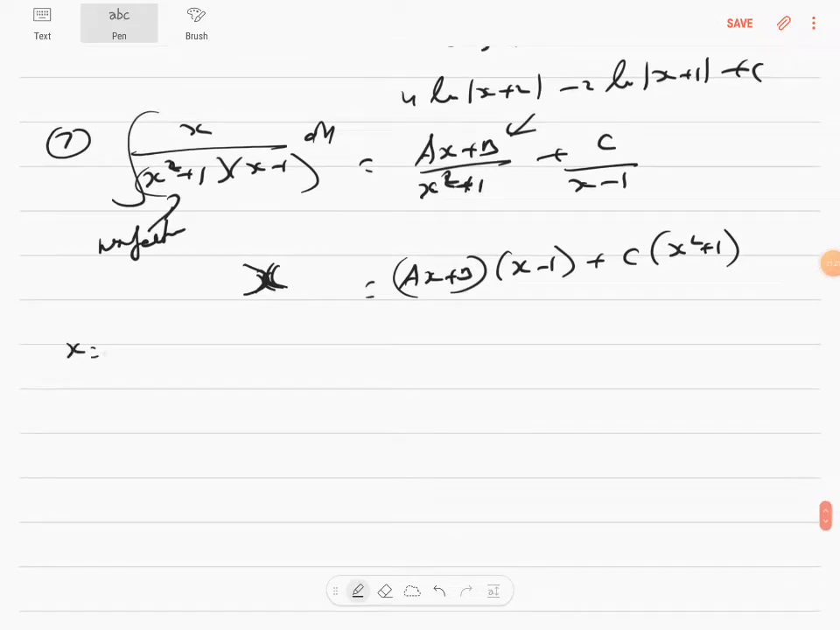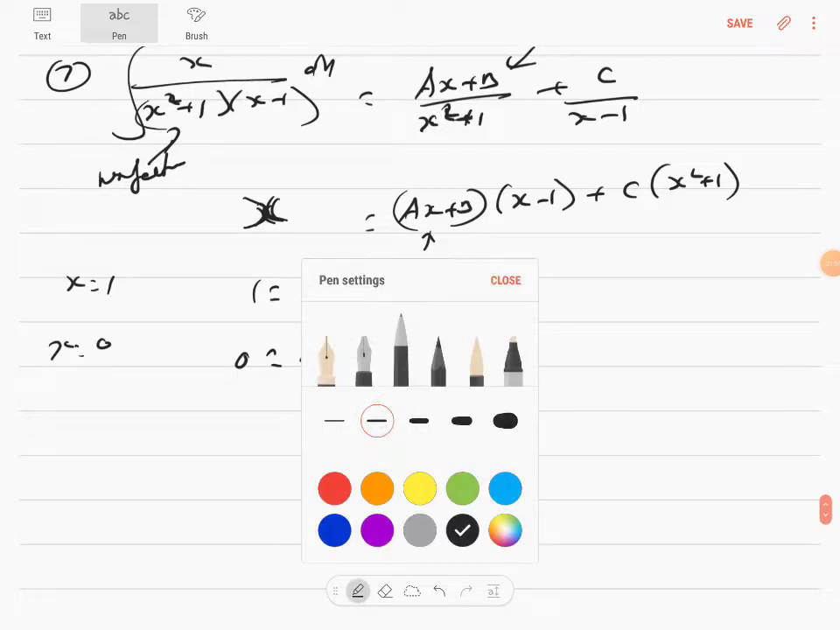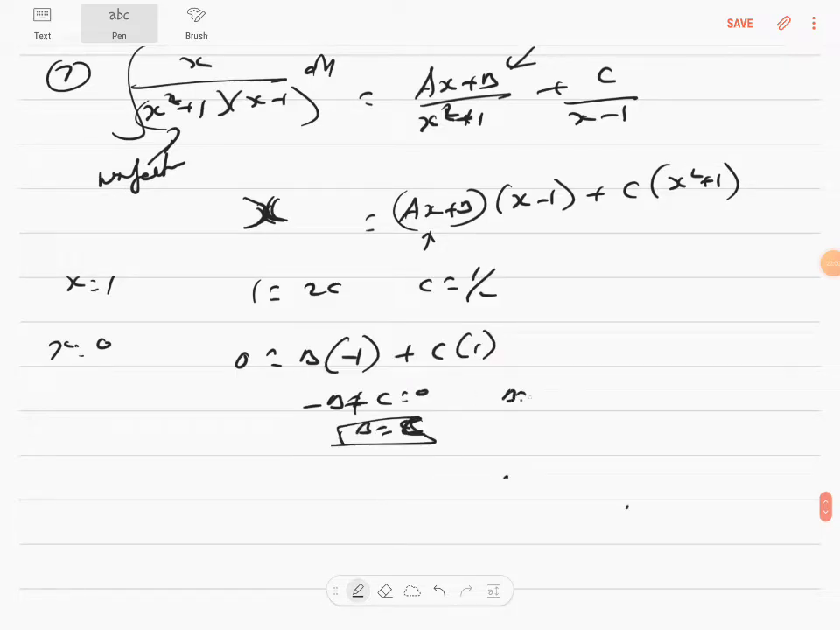So if you substitute x as 1, this will become 0. So it will become 2c. So 2c is equal to 1, c is equal to 1 by 2. Then what else can you substitute? You can substitute x as 0, x as minus 1, whatever you want. X as 0: 0 is equal to b into 0 minus 1 is minus b, plus c into 0 plus 1 is just c. So minus b plus c is equal to 0, b is equal to c. So if c is 1 by 2, b is also 1 by 2.